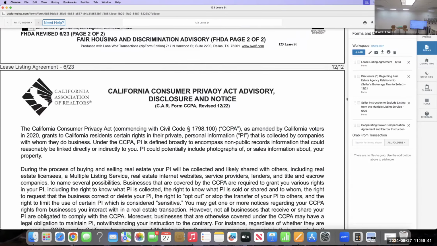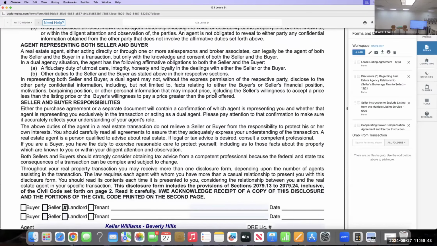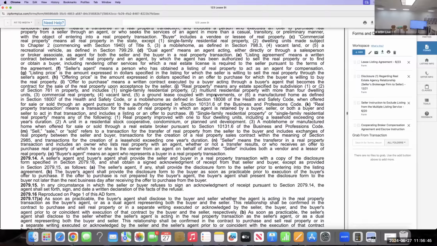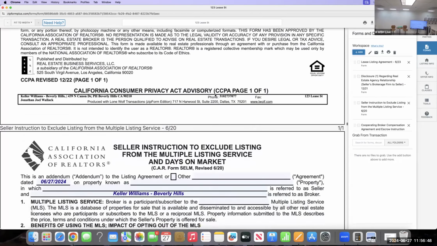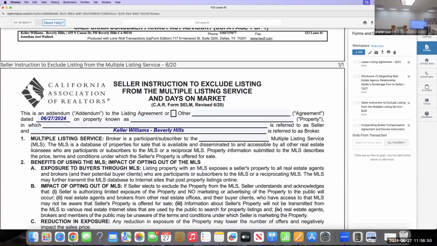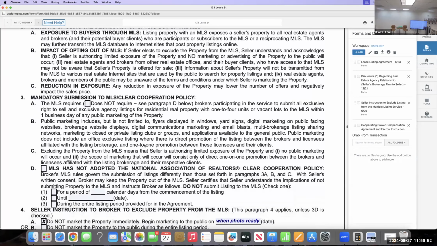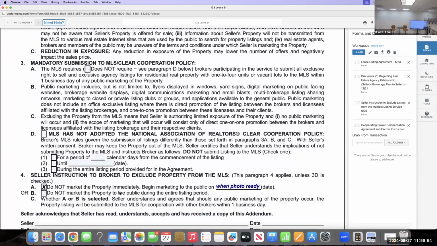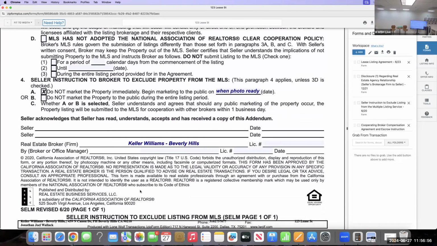Okay, fair housing. Well, okay, here's the agency disclosure we added. And we added a new agency. Okay, here's our seller instruction to exclude the listing because we're starting our listing today, but we're not putting it in the MLS. We'll do that once we have pictures.